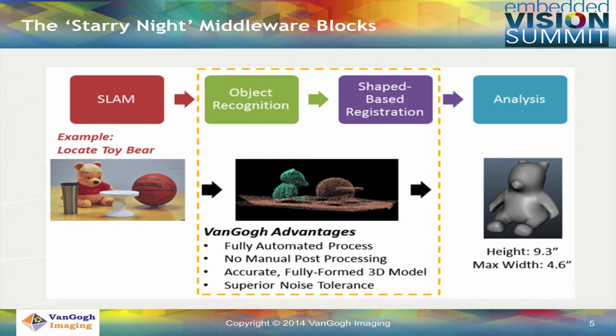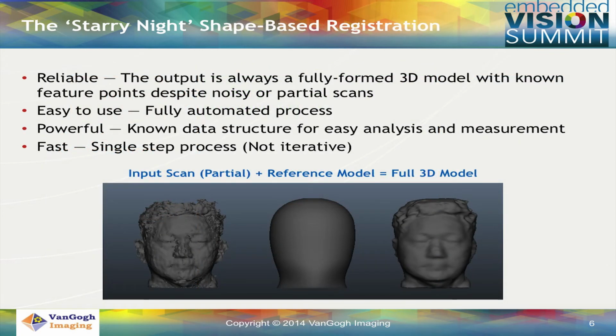Just briefly about shape-based registration. This is our unique approach to 3D modeling. Typically, when you do modeling, you take a whole bunch of scans, you stitch them together, and you come up with a 3D model. In the real world, it's difficult because sometimes you only have one scan, or just a few scans, 3 or 4. Then you stitch them, but you have a bunch of holes, and you have noise, so you have to smooth them, and so on.